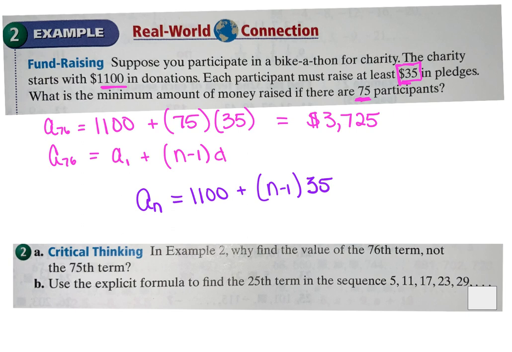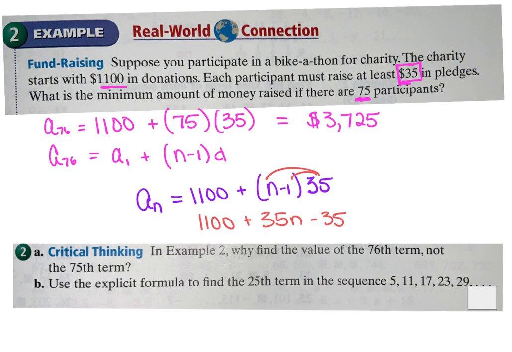All right, so this is not simplified, is it? Everybody see that's not simplified? How would I simplify that formula, so that all I have to do is plug in an answer? Distribute and then combine like terms. So your explicit formula is actually going to do this. We're going to have 1100 plus 35n minus 35.